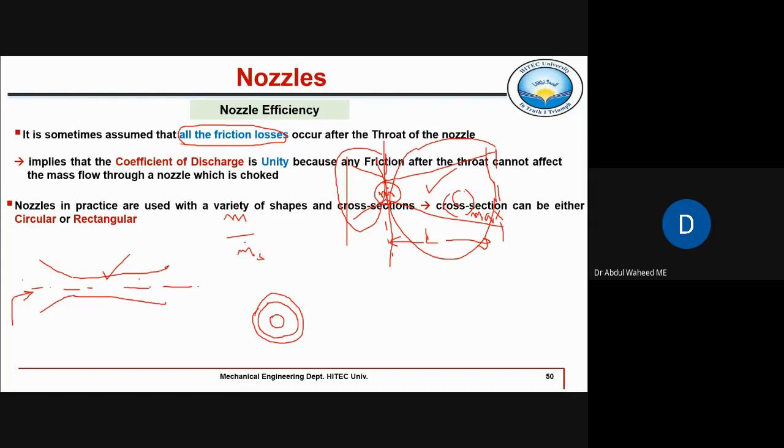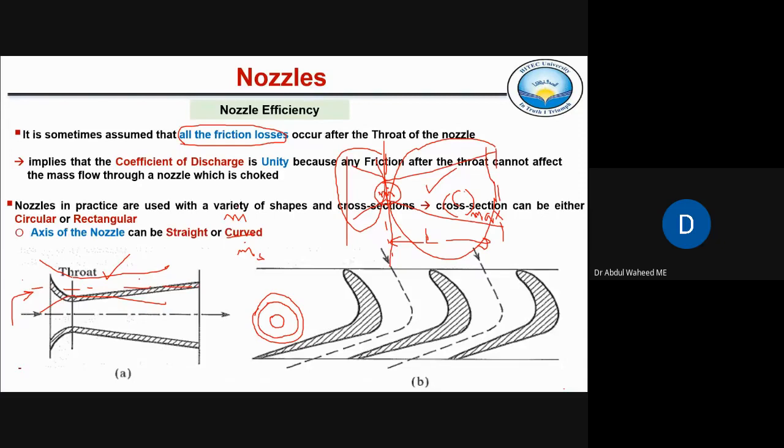We shall see in the next chapter where the turbine blades are shaped like nozzles. This is the nozzle we have been studying so far, with the straight axis. But here you can see a nozzle-shaped cross section. Here the area is maximum, here it is minimum, and here the area is again increasing. But the axis is not straight, it is curved. Fluid is moving in this direction and then changing its direction. Right, so this is also a nozzle-shaped area.